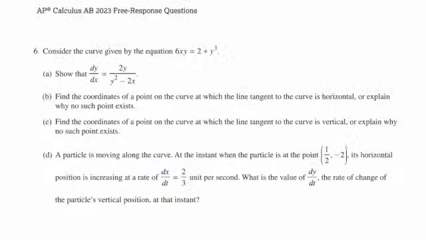Problem number 6. Consider the curve given by the equation 6xy equal to 2 plus y cubed. Show that dy/dx equal to 2y over y squared minus 2x. Okay, when we have something like this, we know 6xy equal to 2 plus y cubed.